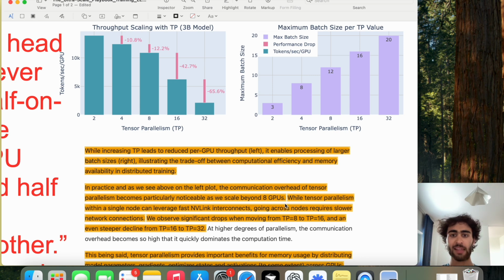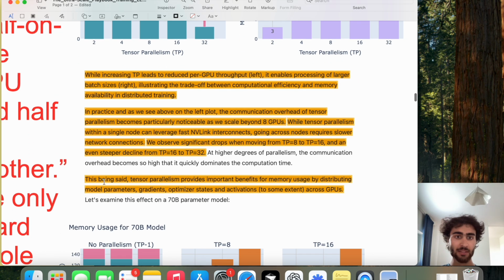This is because tensor parallelism within a single node, which is usually 8 GPUs, can use NVLink. But then as soon as we go across nodes, there are only slower network communication protocols available. And this is why we observe significant drops when moving from 8 to 16, and an even bigger one from 16 to 32. That being said, tensor parallelism provides important benefits for memory usage by distributing model parameters, gradients, optimizer states, and activations across GPUs.